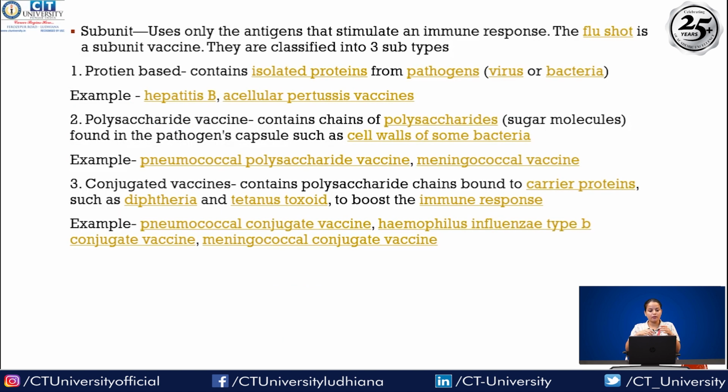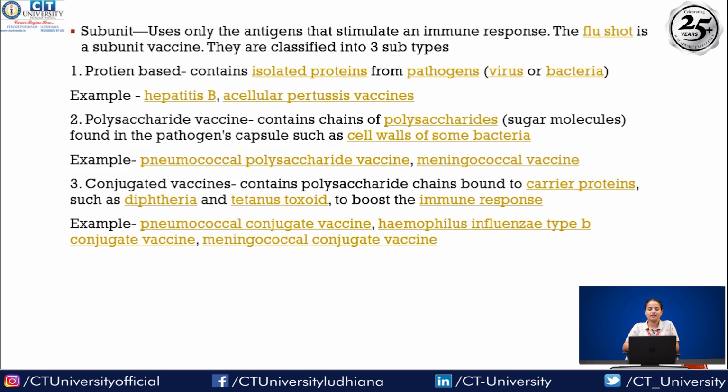So the last one, which is subunit vaccine. Subunit vaccine is further categorized into three types. One is protein based, second one is polysaccharide based, and the third one is conjugate based. So subunit uses only the antigens that stimulate the immune response. They are only going to use those antigens that exert the immune response and boost the immunity of the individual. The flu shot is the best example of the subunit type of vaccine.